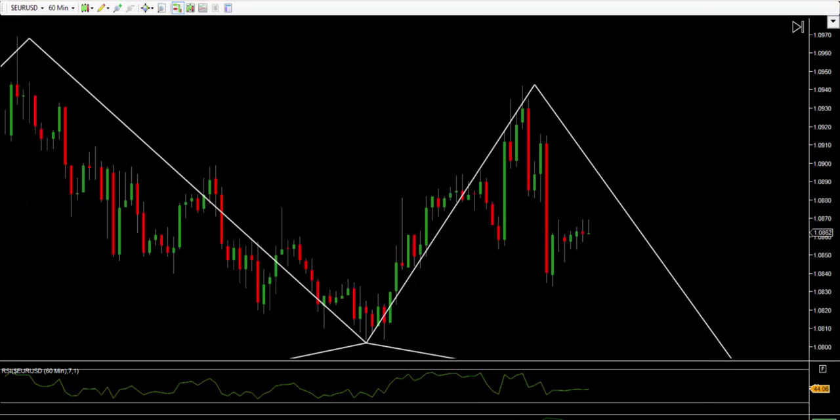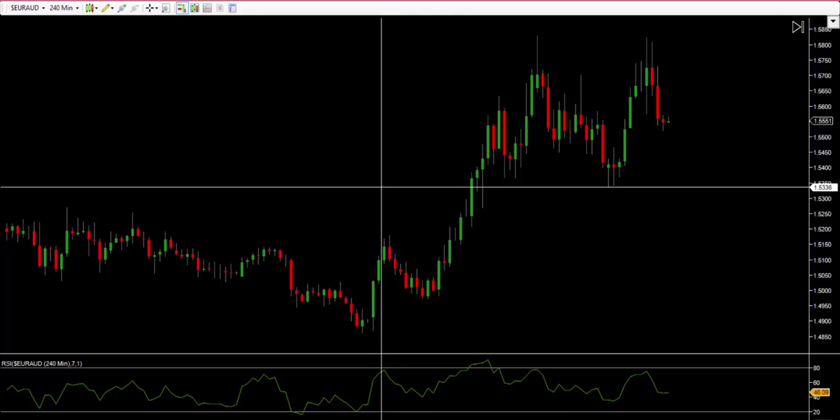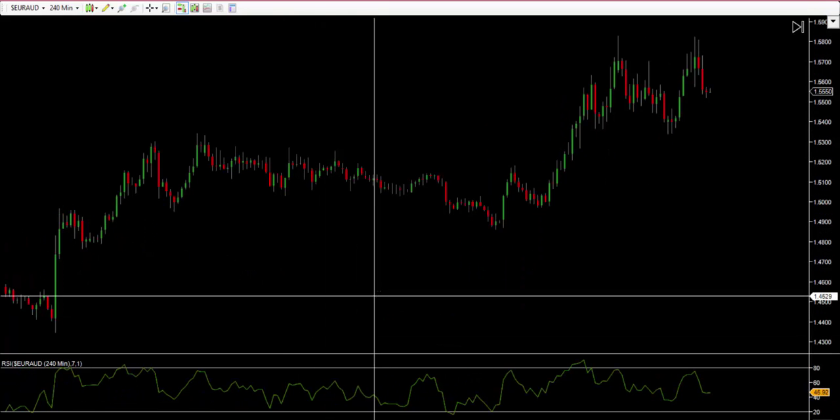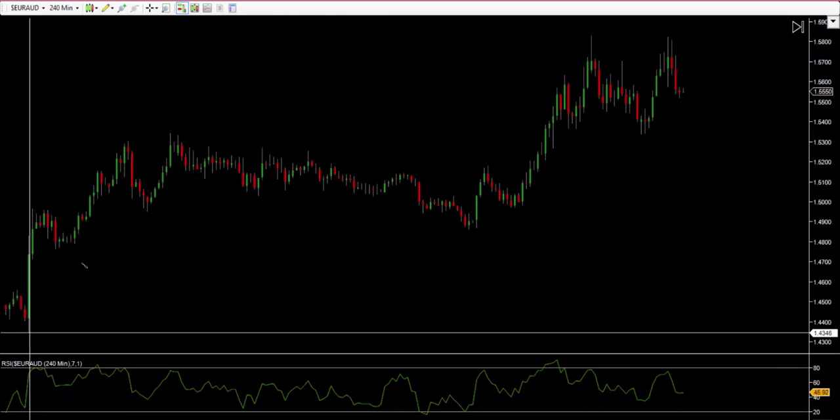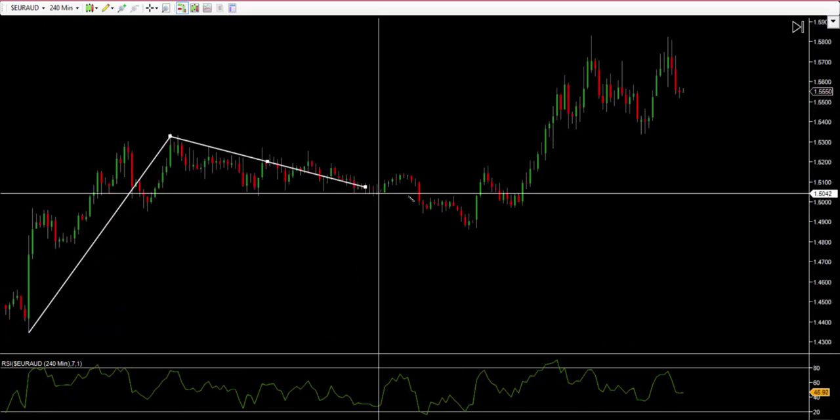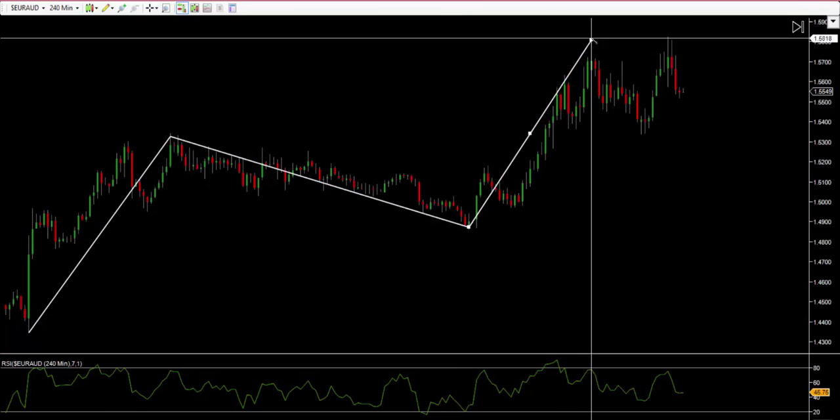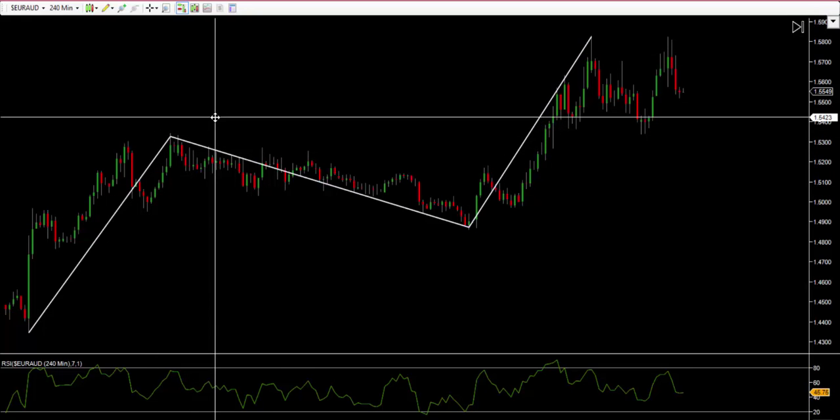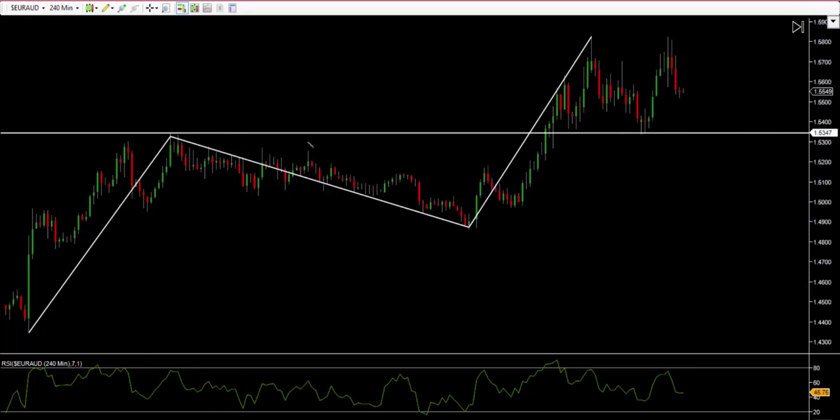Right, so let's move over to the Euro Aussie. Here we are, Euro Aussie 240 chart. And what we're going to do is go back down to the basics again, reading a price chart. We can see that we had a move up, pull back, new structure high. We broke this level here. So I'm just going to add a horizontal line on that structure high point, that swing high point there.